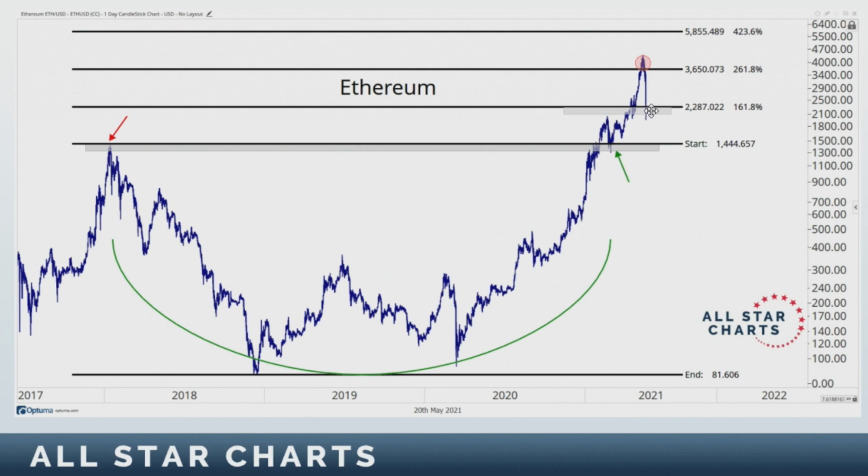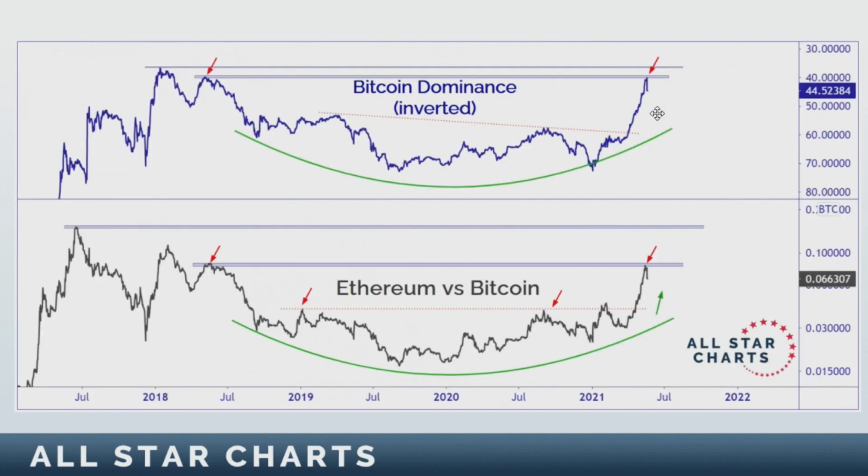And then got support where it needed to. It wasn't as clean as Bitcoin, but it managed to find support there when it needed to. So 2250, 2000 if you really want to give it room. Above that, I think it's fine with a target back up towards 36.